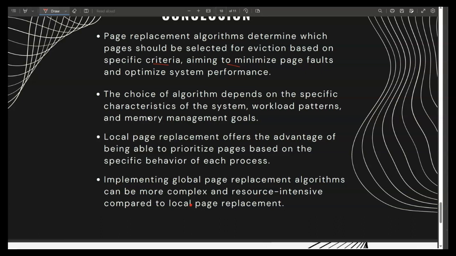तो हम जो कोई भी page replacement algorithm select करते हैं वो डिपेंड करती है हमारे सिस्टम के कैरेक्टरिस्टिक्स, वर्कलोड पैटर्न, मेमोरी मैनेजमेंट गोल्स पे. Both global and local page replacement offer the advantage of being able to prioritize pages based on the specific behavior of each process. And implementing global page replacement algorithms can be more complex and resource intensive compared to local page replacement.